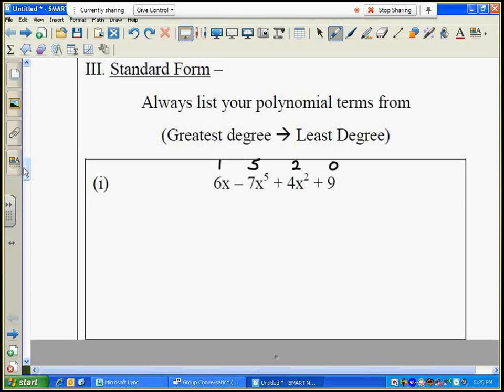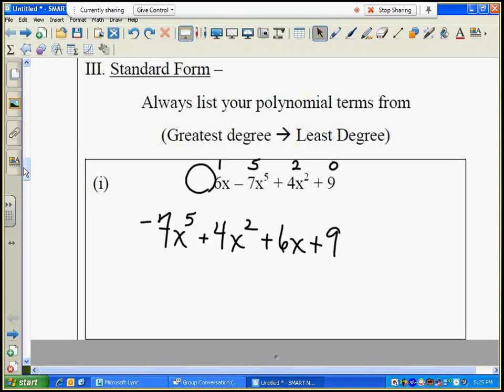Notice also that the sign in front of the term is telling you whether to add or subtract that term, so make sure it travels with it. For instance, at 7x to the 5th, there's a minus in front, so I'm going to write negative 7x to the 5th. Then I go to plus 4x squared. And then notice that the 6x has nothing out in front of it. It's just considered positive. So we add the 6x, and then lastly, add the 9. This is now written in correct standard form.